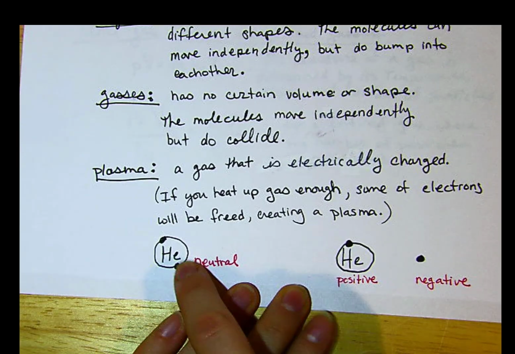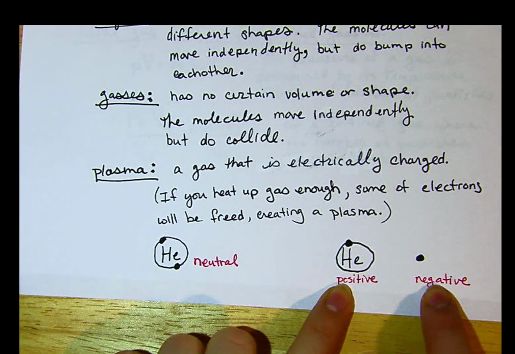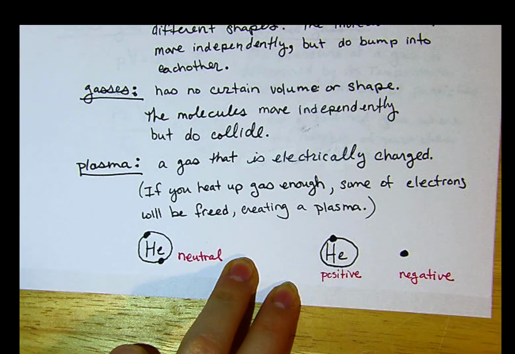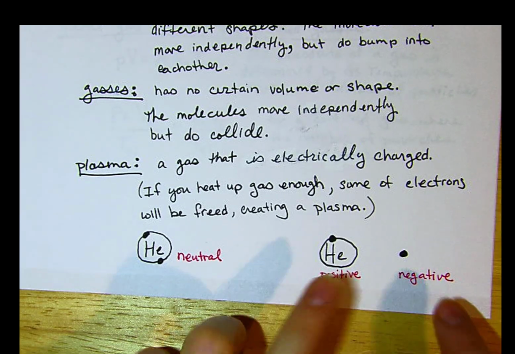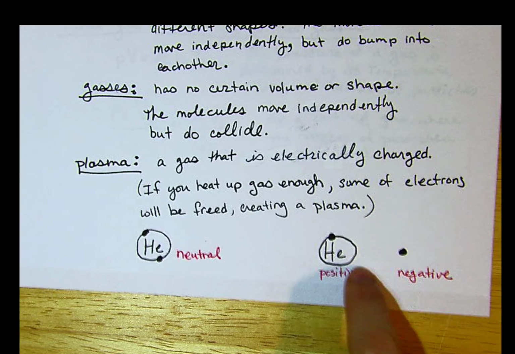But if you heat it up, heat it up, heat it up, basically you take one of these electrons and you rip it off. So now they're separate. So now you have a positive thing, and it can move off and do its own thing, and you have the negative electron, and it can go somewhere else and do its own thing. So now it is electrically charged. So now your hot gas would be called a plasma.